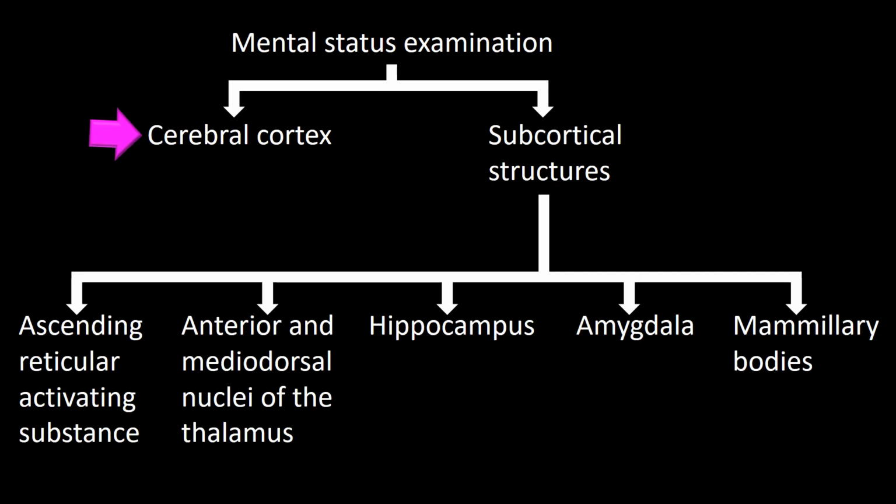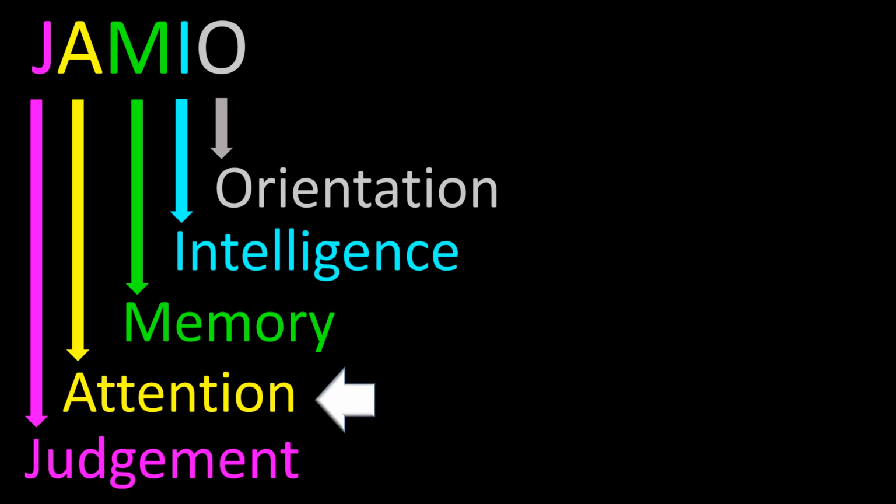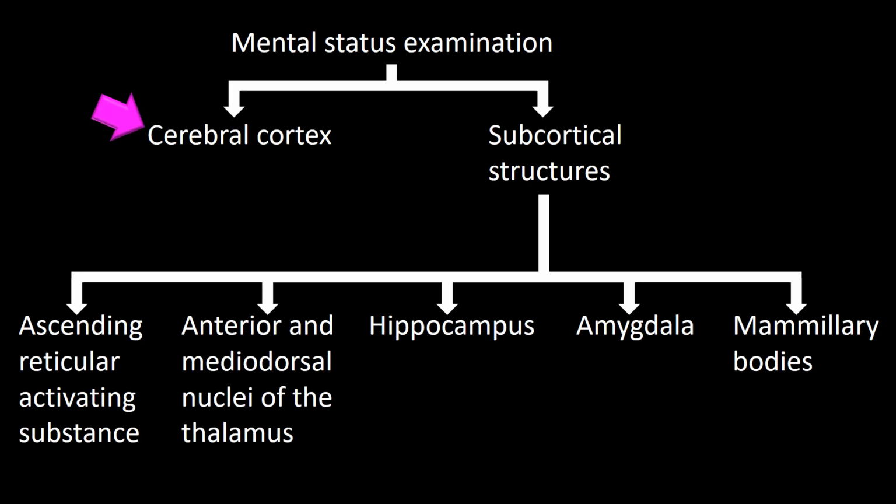In addition to the cerebral cortex, the ascending reticular activating system and the amygdala seem to contribute to attention, the latter by injecting emotions to the attention equation. After attention, the next area to consider is memory. Memory is a function of the cerebral cortex and subcortical structures.